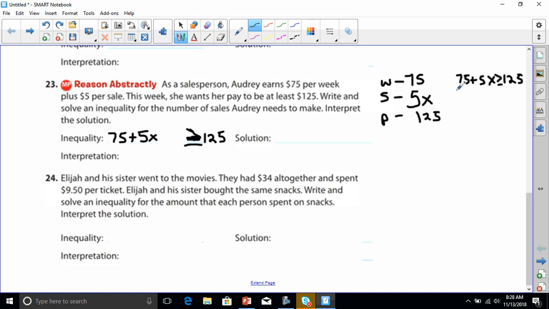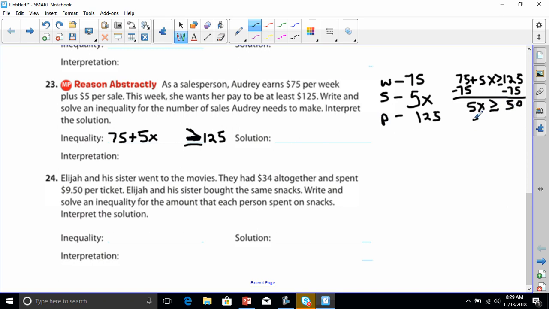And now we start off with getting rid of our addition part. So we're going to get rid of the 75. Whatever I do to one side, I have to do the other. 125 minus 75, that's 0. And 12 minus 7 will be 5. So now I know that 5x, remember 5x here, we're going to bring it down, has to be greater than or equal to 50.